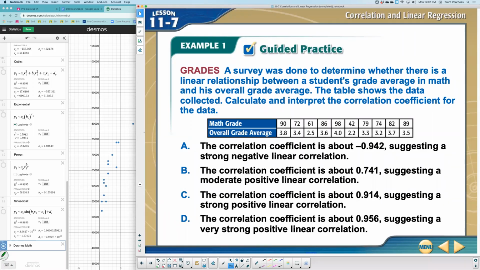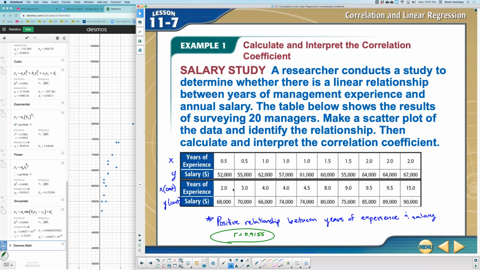And I forgot to talk about this strong and moderate. A lot of people talk about strong and moderate based off of how close this number is to 1. The closer it gets to 1, the stronger it is. If it was 1, it would be perfectly strong. It would be a straight line. But this one I would call a strong relationship.